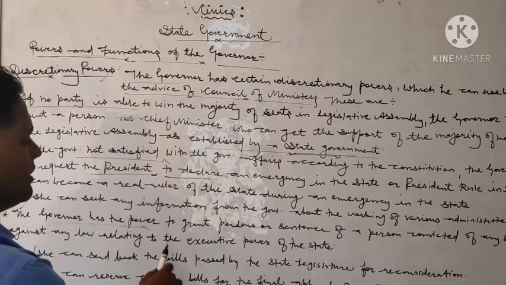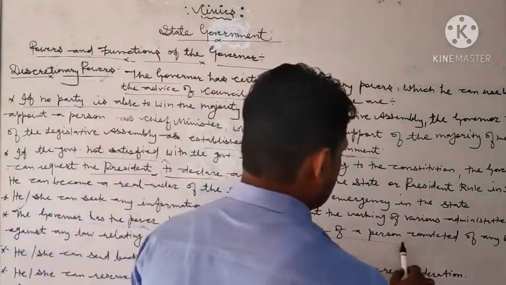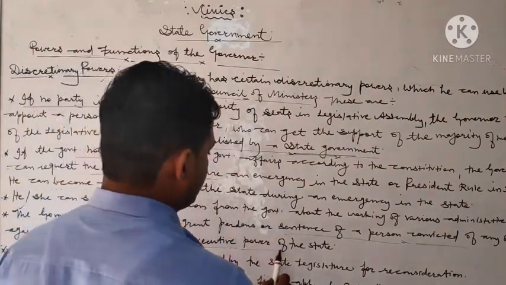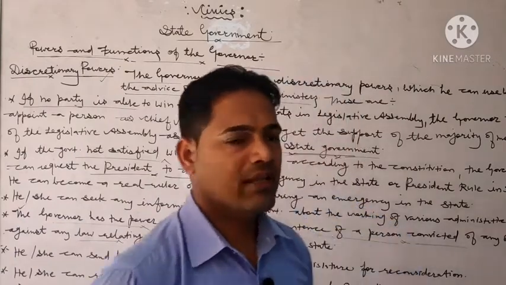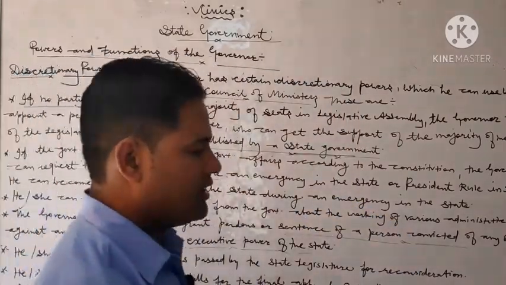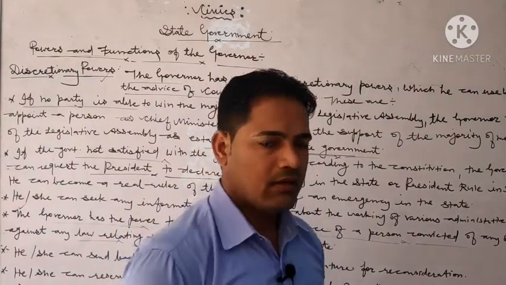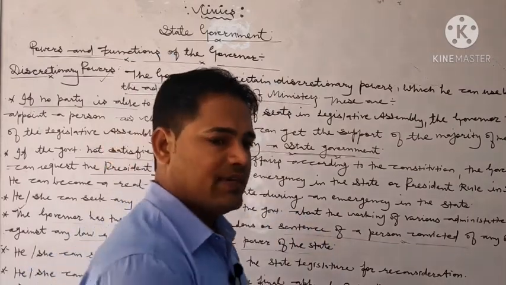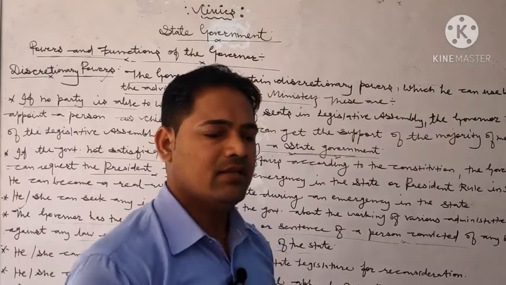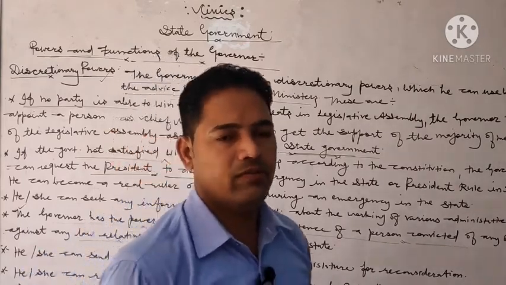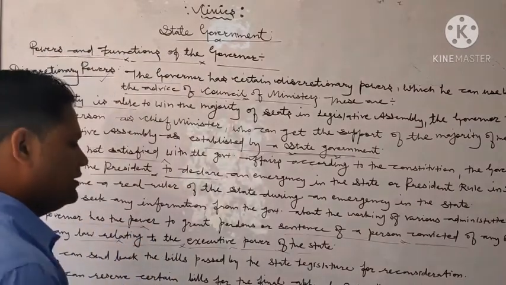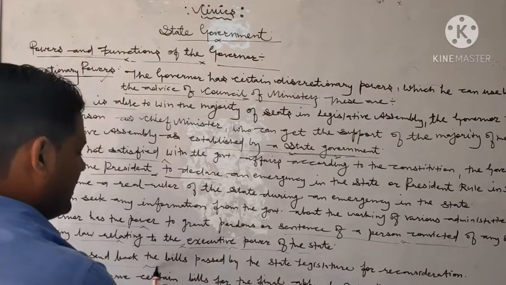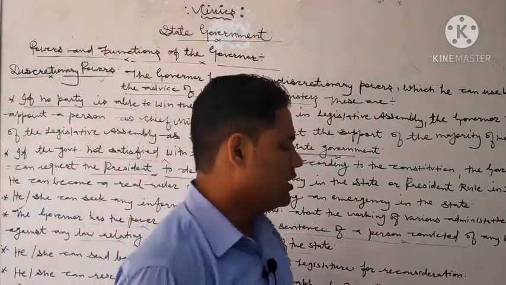The governor has the power to grant pardons or remit the sentence of a person convicted of any offence against any law relating to the executive power of the state. Whatever kind of punishment is given to a criminal, if the government feels that the person has changed and now wants to start a new life, in that situation he has the power to pardon him or her. That power is also with the governor of the state. And he can send back the bill passed by the state legislature for reconsideration.